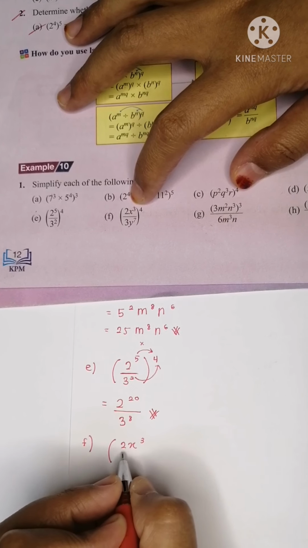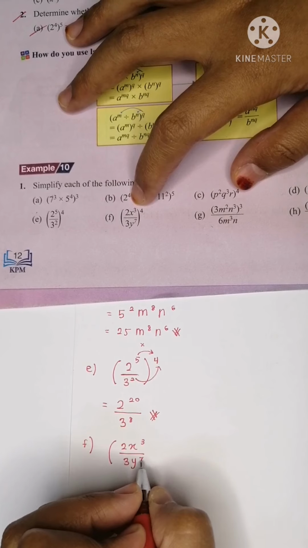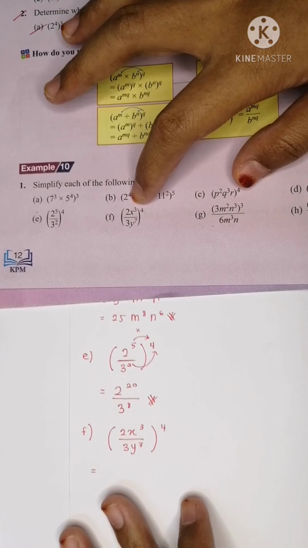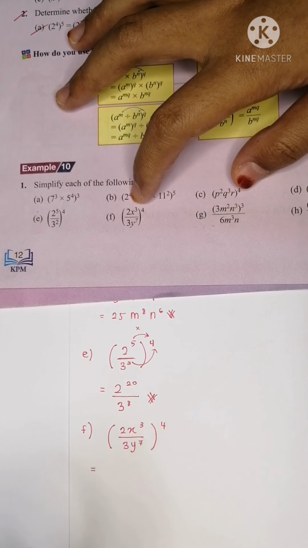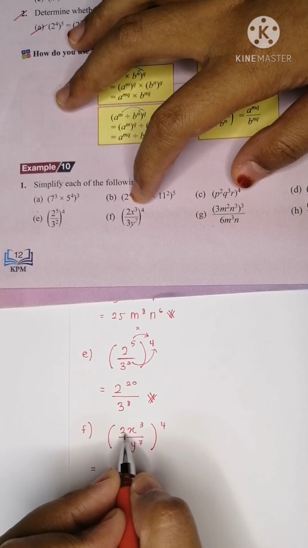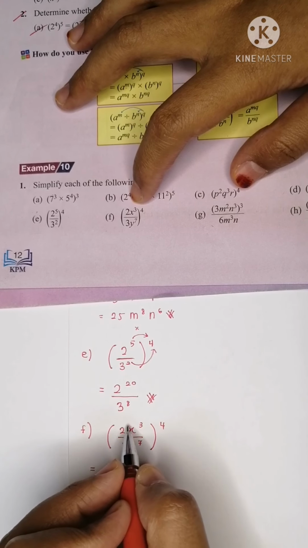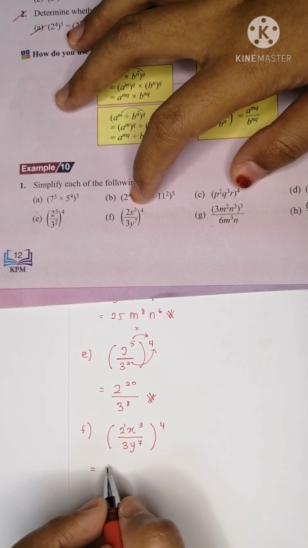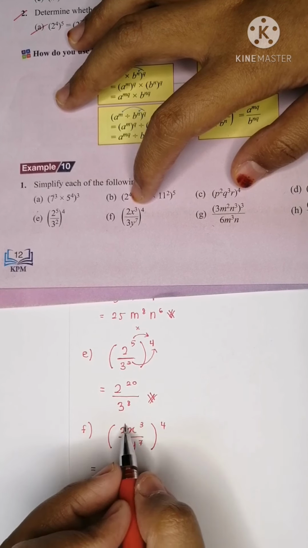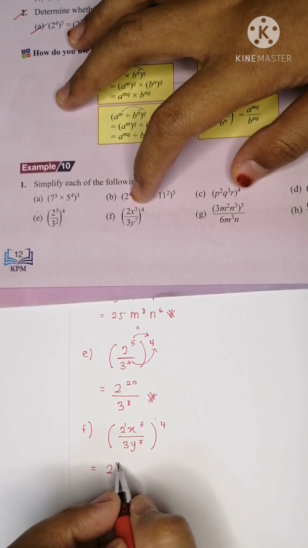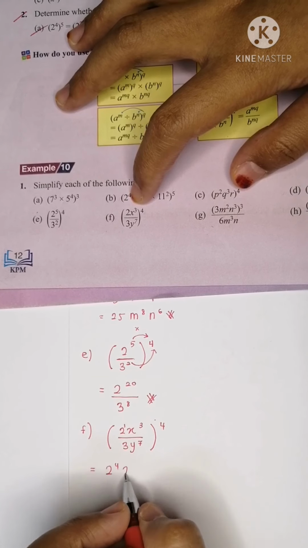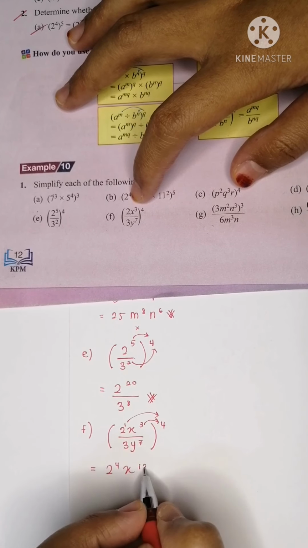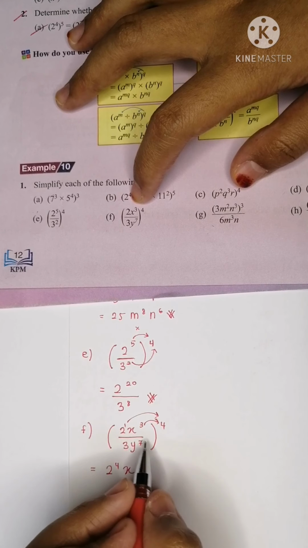2x cubed over 3y to the power of 7, and then close bracket to the power of 4. Don't worry. Just proceed like I told you based on the law of indices. 2 is the constant, right? There is no power, so we need to consider 2 to the power of 1. Now write back the base, which is 2. 1 multiplied by 4, you got 4. Now for x, the power is 3, 3 times 4, 12. Done for the numerator.